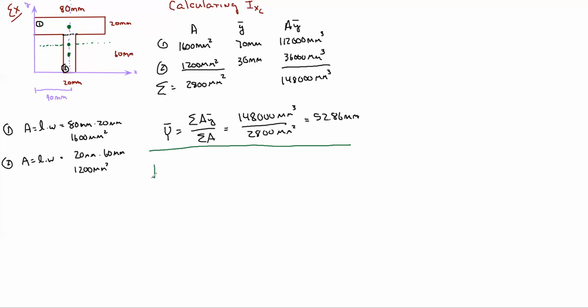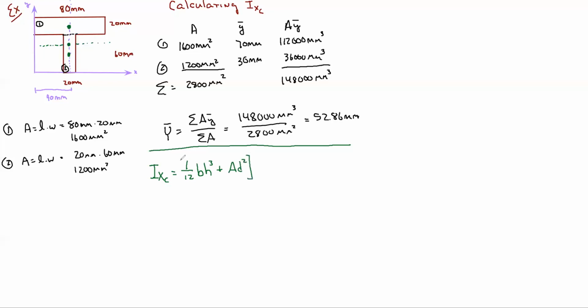Okay, here's kind of the deal. To find the moment of inertia about the centroidal x-axis, we're going to use the formula that's given in the table, which is 1/12 times the base of each figure times its height raised to the third power, plus the area of the figure times a distance raised to the second power.